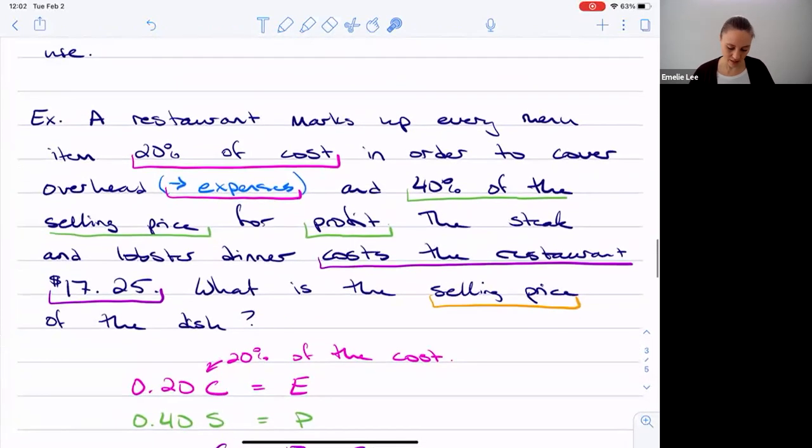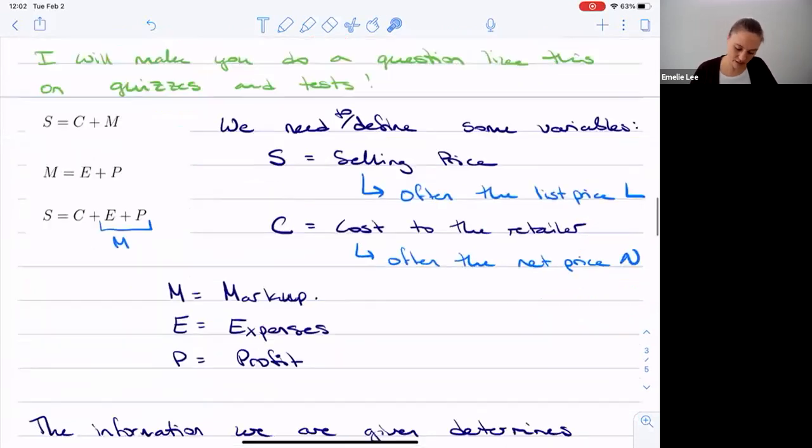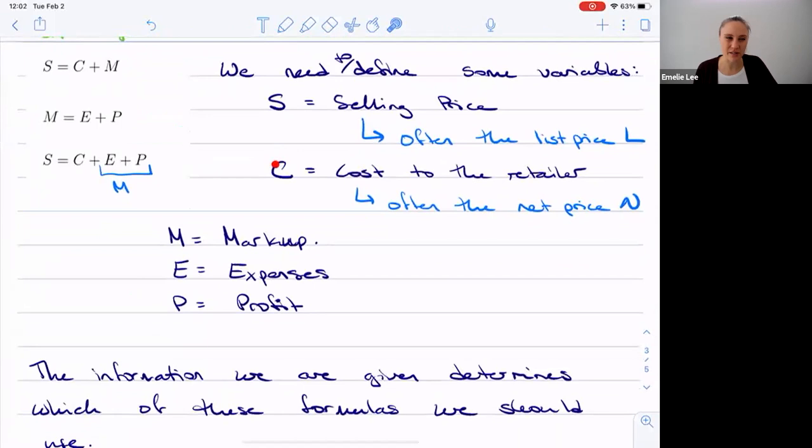So a little bit tricky, right? We feel like we have a really good handle on the formulas here. It's going to be really important that you, I don't want to say memorize. You shouldn't have to memorize what any of these things mean. They should be pretty obvious. But M is the markup, E is the expenses, P is the profit, and so on and so forth. They should kind of fall into place.